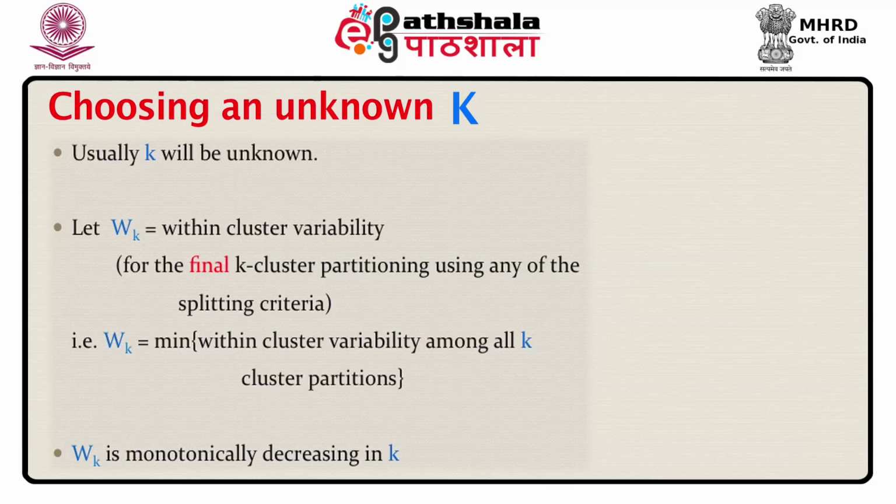Wk is monotonically decreasing in K. This is something we have talked about before. That is, if we increase the number of clusters, the cluster sizes become small, there are fewer and fewer members within the clusters, and hence the within cluster variability would become smaller and smaller. So Wk would be monotonically decreasing in K.